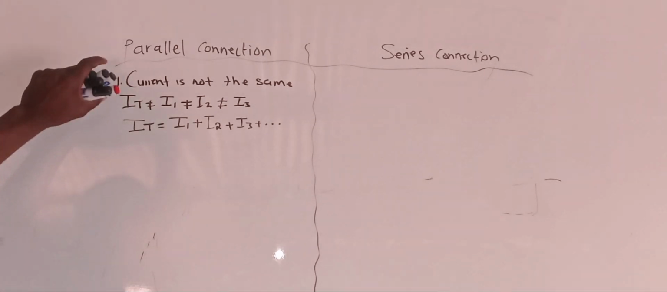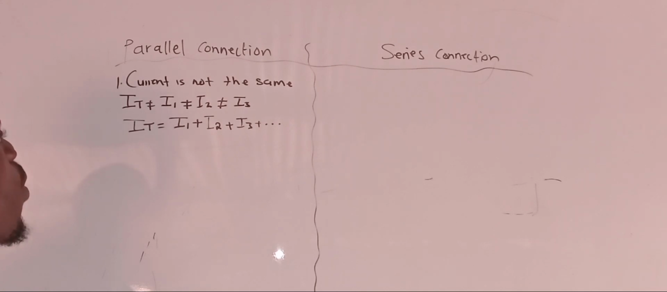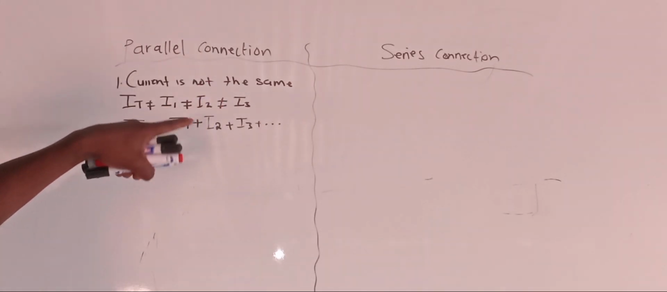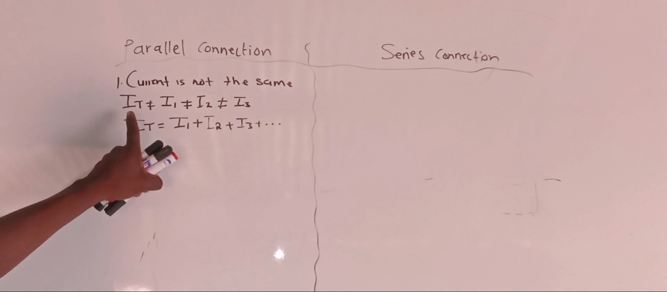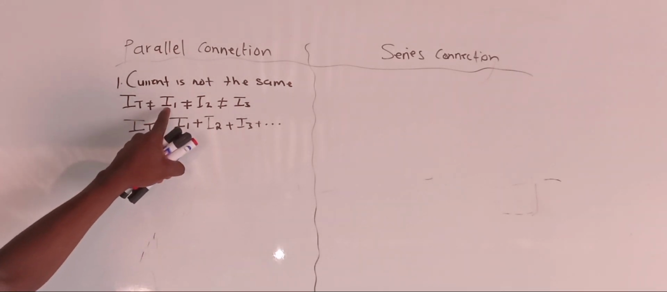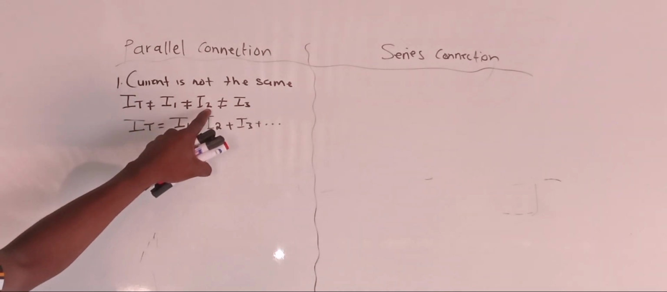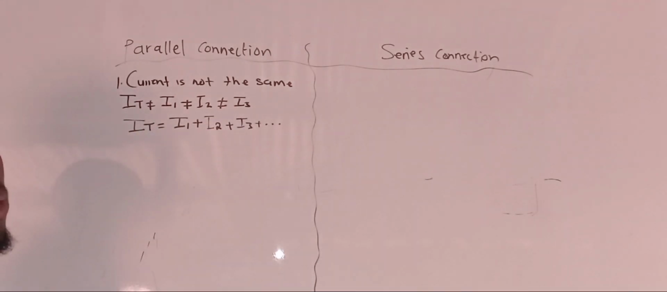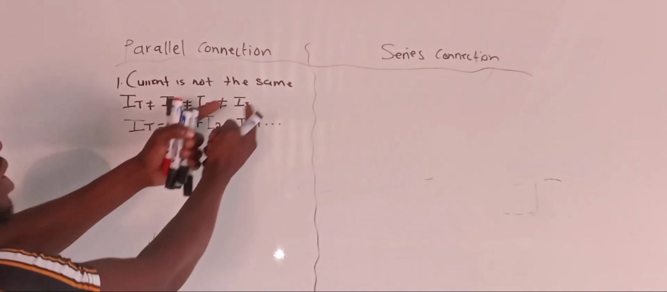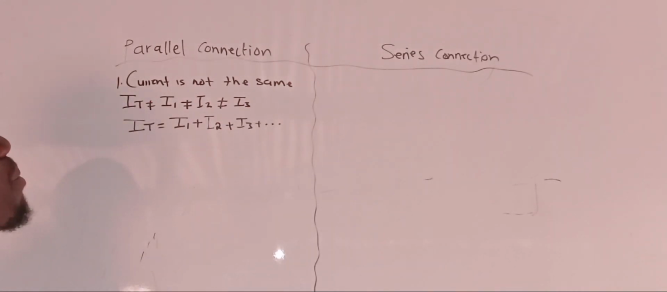Meaning that when the resistors are connected in parallel, the total current flowing throughout the circuit, or from the power supply, is not the same as the current that will flow in resistor number 1, or in resistor number 2, or in resistor number 3. But for me to get the total current, I must add the current that will flow in resistor 1, resistor 2, and resistor 3.